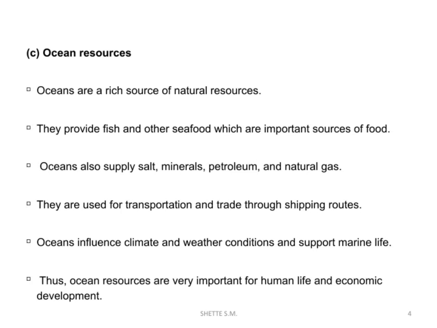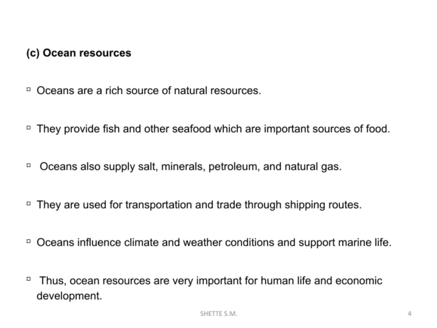Oceans are truly a rich source of natural resources that we rely on every day. They provide us with fish and other seafood, which are vital for our nutrition and food security. But their contributions don't stop there. Oceans also supply salt, essential minerals, and energy sources like petroleum and natural gas.